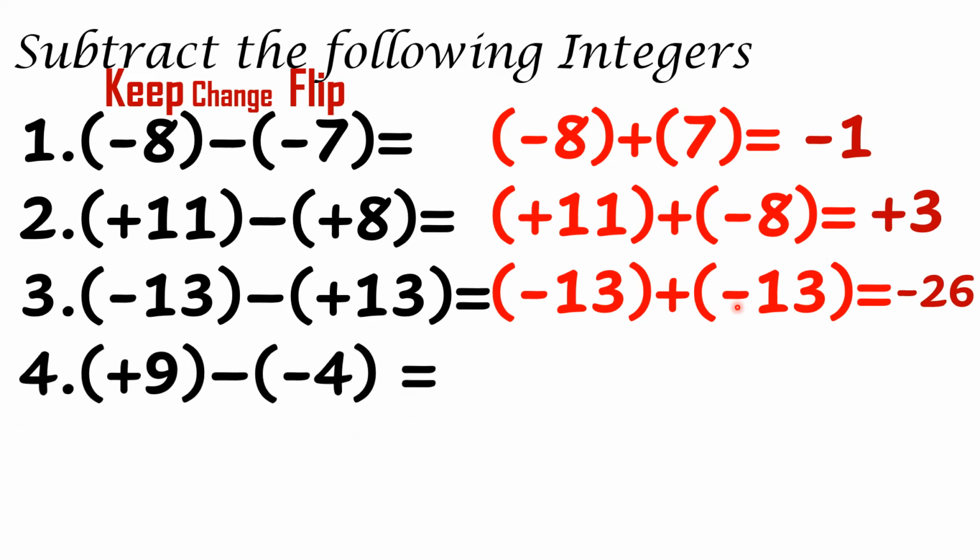Number 4, positive 9 minus negative 4. So, keep, change, and flip. So, keep positive 9, change subtraction to addition, then flip negative 4. So, magiging siyang positive 4. So, parehas lang po ang 4 sa positive 4. Kung may plus sign or wala, parehas lang po yun.